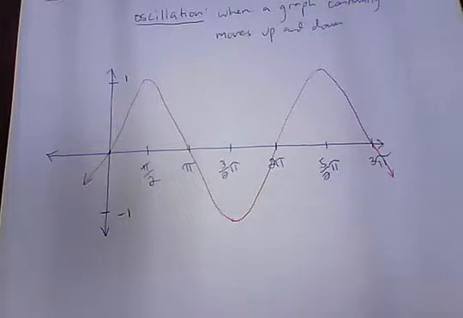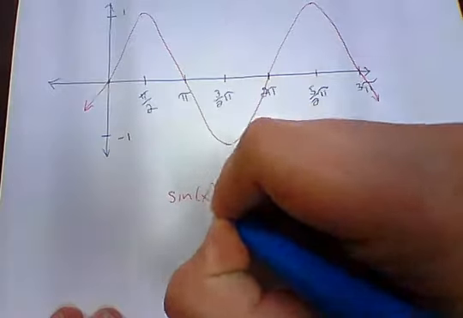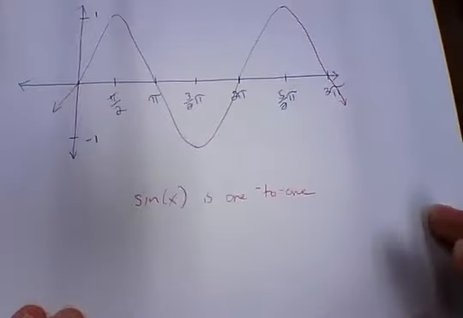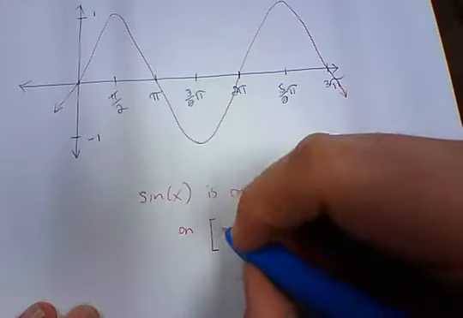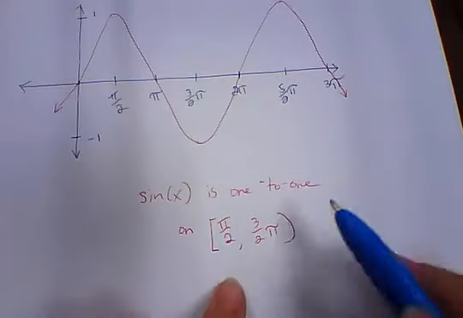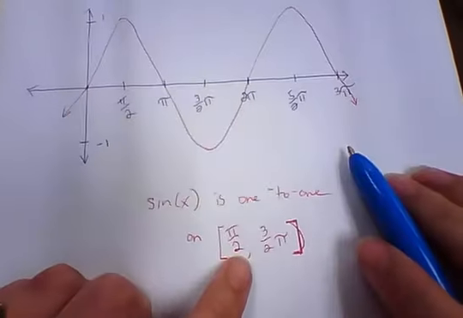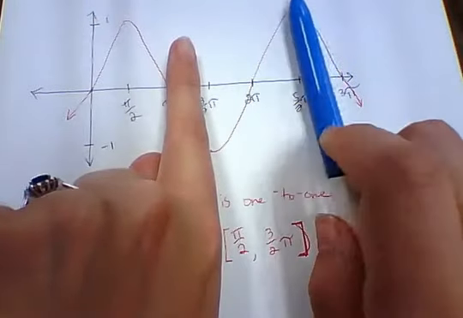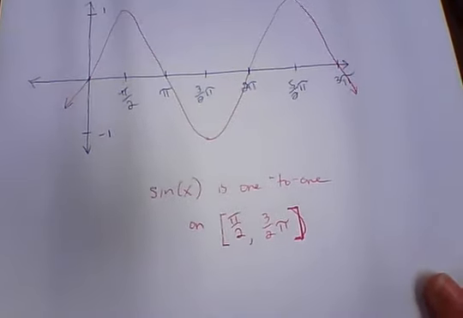So write this part down with me. Sine of x is 1 to 1 on the interval we just found, pi over 2 to 3 over 2 pi. Pardon me, that's supposed to be a bracket, okay. If you look, these intervals can also change, right? It could be 3 over 2 pi to 5 over 2 pi. You have a lot of different options. It's not just one domain restriction.